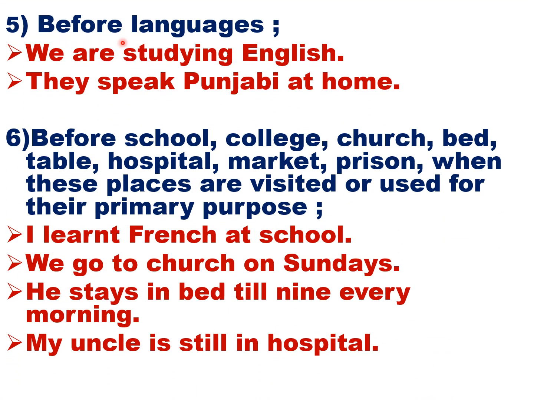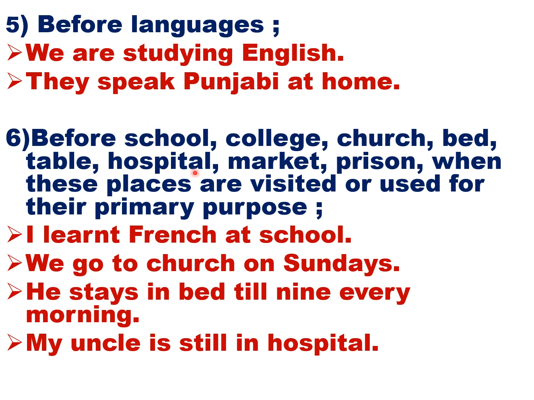We can omit the article before languages. We are studying English. They speak Punjabi at home. English and Punjabi are languages. Before English and Punjabi, we can omit the article. But when we talk specifically, we can use the article the. The English spoken by my teacher is good. Here we are referring to the English spoken by the teacher, so we can use the article the.